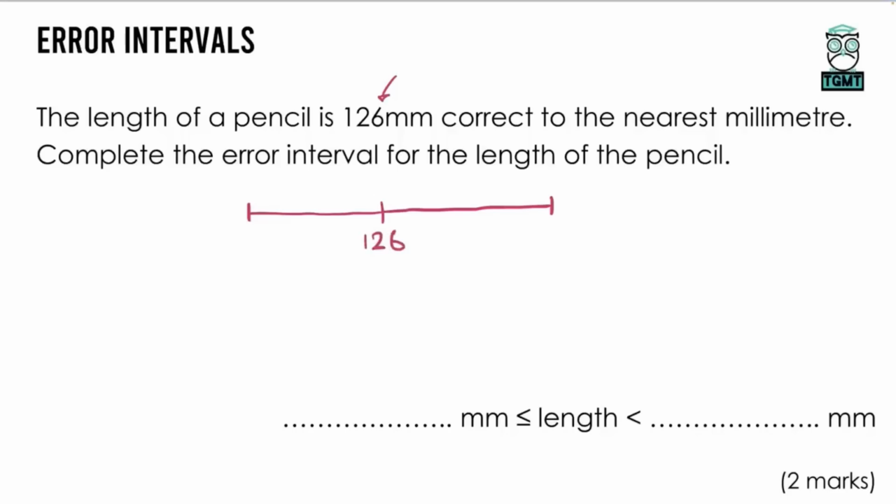Now the next millimeter above 126 is 127, and below 126 is 125. With an error interval, we're looking at those cut-off points or those midway points between those numbers. Now, in between 125 and 126 is 125.5. And in between 126 and 127 is 126.5. So they are the bounds that we're going to put on the left and right within our error interval.